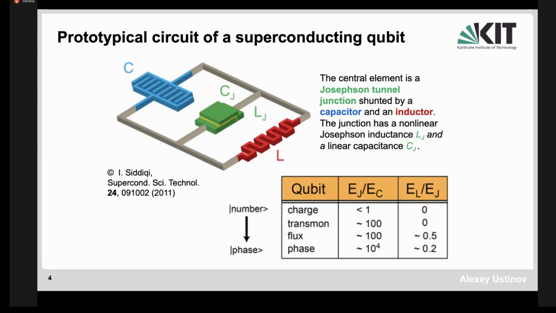The generic circuit for superconducting qubits, superconducting quantum bits, is this very simple circuit which consists basically of three elements. It includes the Josephson junction here, which has its own capacitance and also its now known Josephson inductance. There is a capacitor in parallel. Generally, if you need to, for example, increase the capacitance of the circuit, you add an extra capacitor here. And for many reasons, one may also want to have an inductor here.